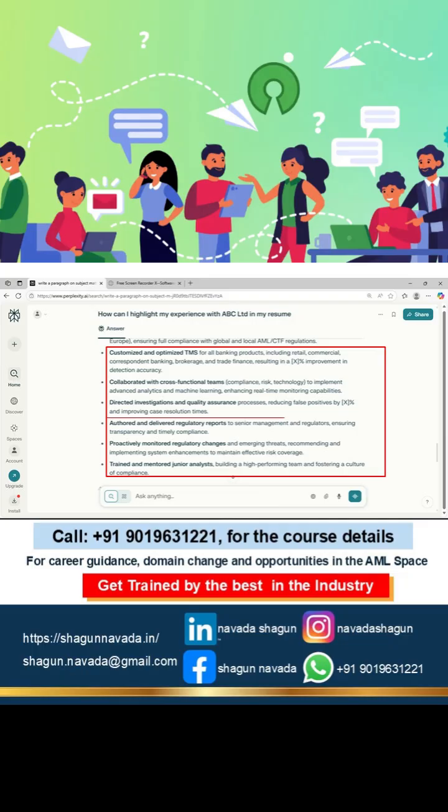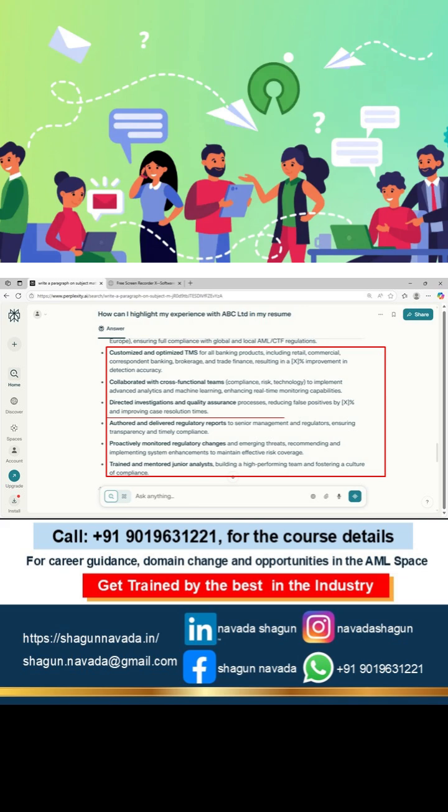Now here's the funny part in the generic statements. You can see customize and optimize time and motion study for all banking products, including retail banking, commercial banking, and correspondent banking, and blah blah blah. And collaborated with cross-functional teams, compliance, technology to implement. These are pretty generic statements. Directed investigations and quality assurance processes. If you look at these in detail, word by word, this is actually the responsibility of the process optimization team and not a subject matter expert. And here, when you see quality assurance, we never asked about quality assurance. We asked about subject matter expert.